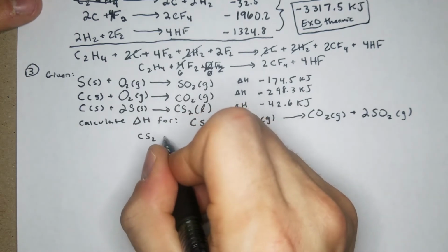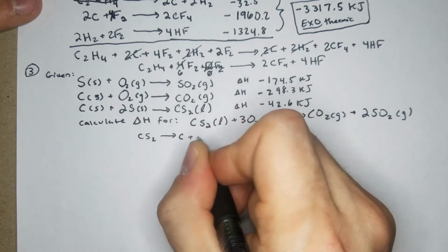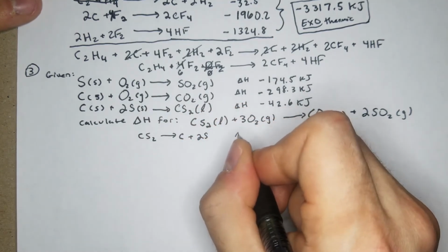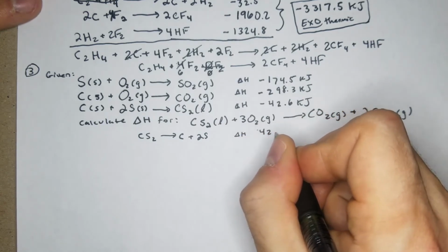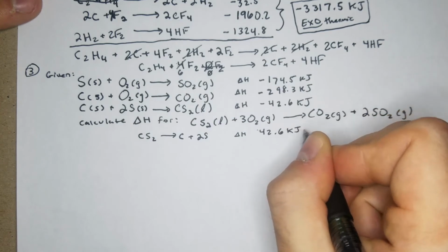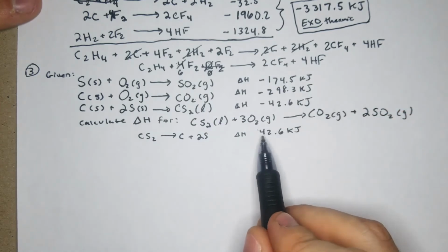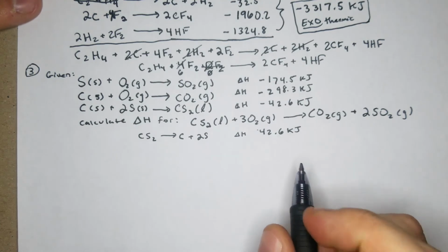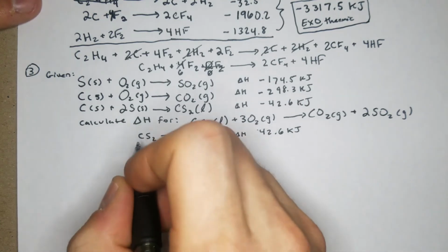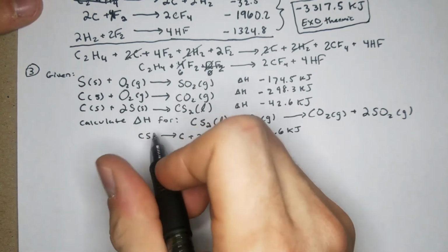CS2 yields C plus 2S, and the delta H is going to be, like I said, 42.6 kilojoules. And if you think you're liable to forget what the sign is, then you can always put a positive there. I tend not to, just because it doesn't seem necessary.